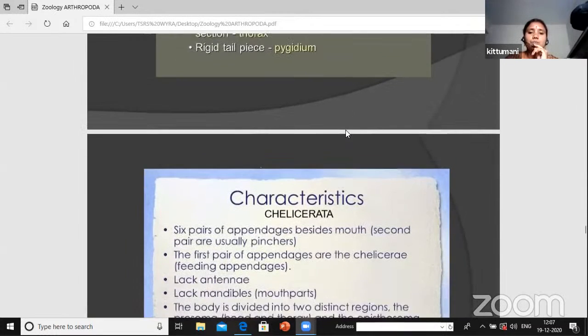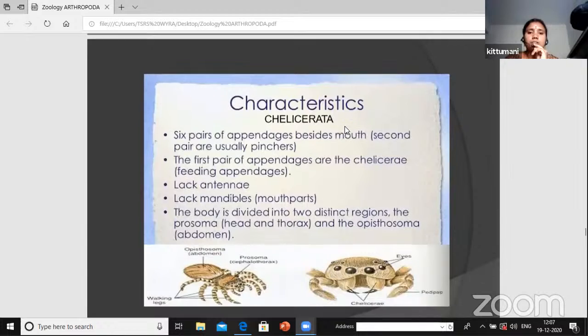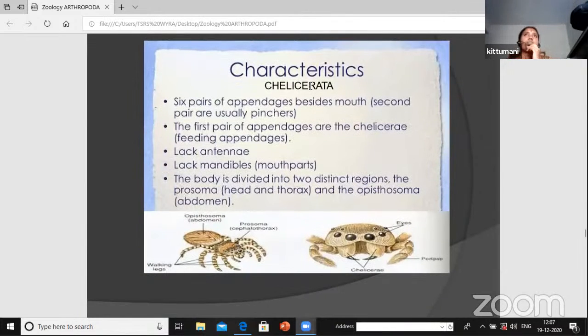Next, the general characteristics of the subphylum Chelicerata. Here there are 6 pairs of appendages beside the mouth. The second pair is usually pinchers. All of you look at this picture. It is a spider and it is a crab. We will observe 6 pairs of appendages.